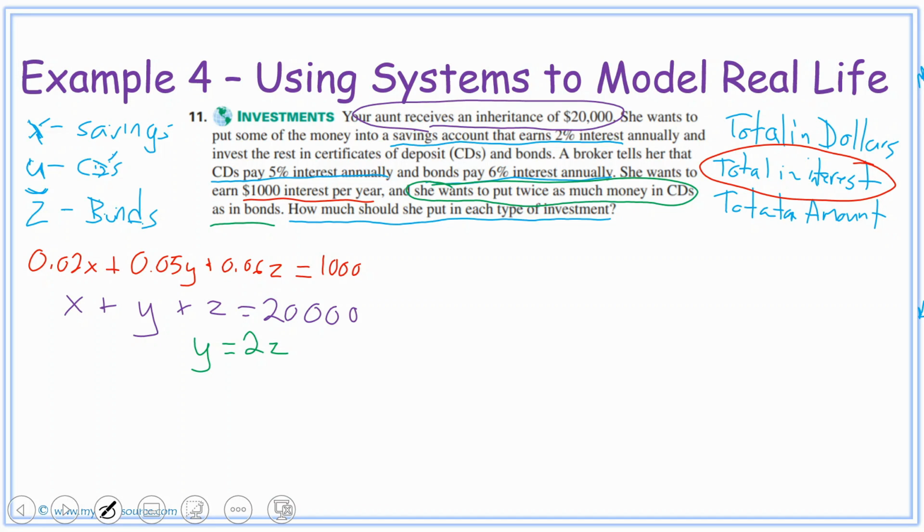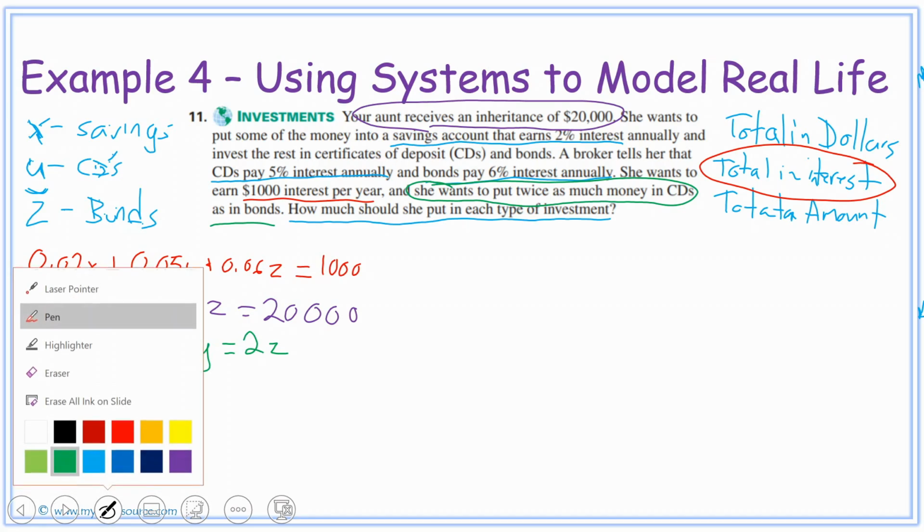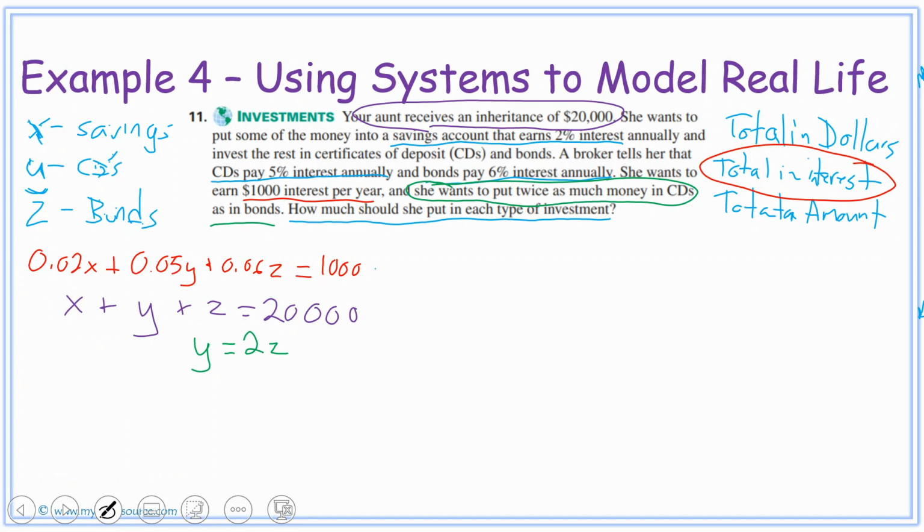Let's start off with the easy and hard one. So we're going to do first equation and third equation. And I'll change this to blue. So we're going to choose the first and the third. And so if we do that, we substitute y equals 2z into that first equation. We're going to get 0.02x plus 0.05 times y. Well, y is going to be 2z, so we could put 2z in there, plus 0.06 times z equals 1,000.